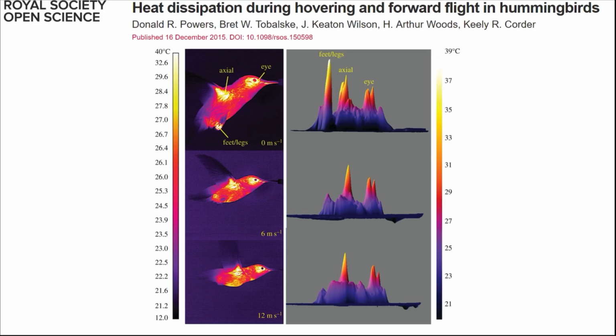You see that we're looking at a hummingbird in flight using an infrared camera that's looking at the heat dissipation on the body of the hummingbird. And you can see a lot of that heat is dissipated through the orbital area around the eye, also in this axial area, kind of like the armpit of the bird, and also on its feet. So next time you see a hummingbird hovering, you can pretty much assume that it's got a lot of heat leaving the eye area, the armpit area, and its little hummingbird feet.